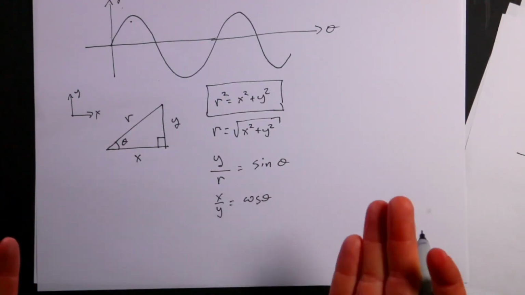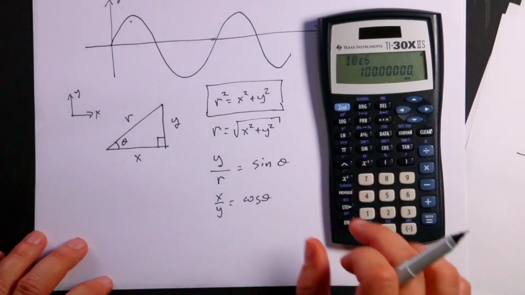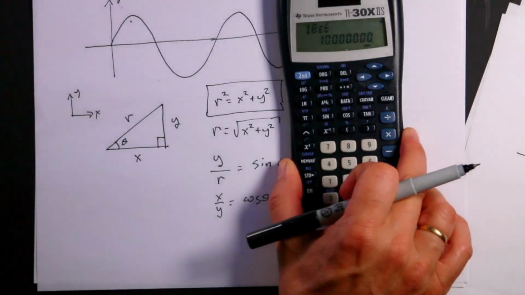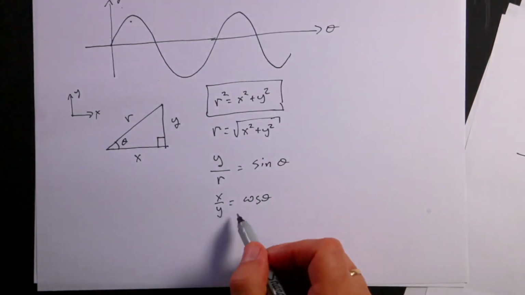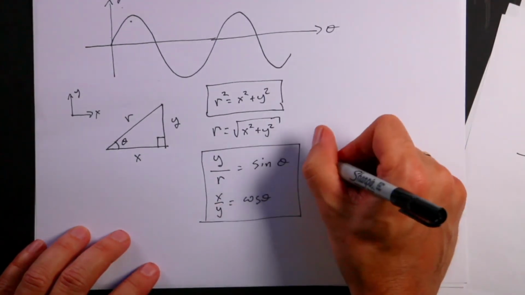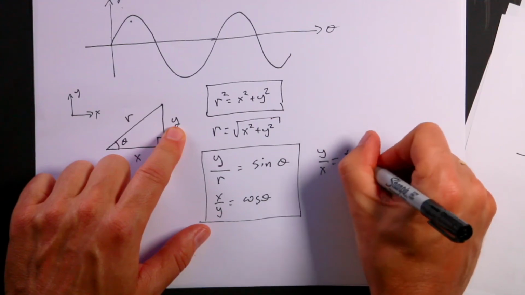Now, if you're doing this in real life, if you're doing this on a calculator, you got to realize that your calculator could be in radians or degrees mode, so your angle has to correspond to your calculator too. So don't make that mistake. But these are the ones that we use a lot. Every once in a while, we also say if I take y divided by x, that's tangent of theta.